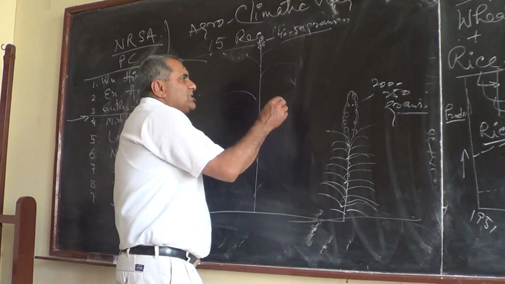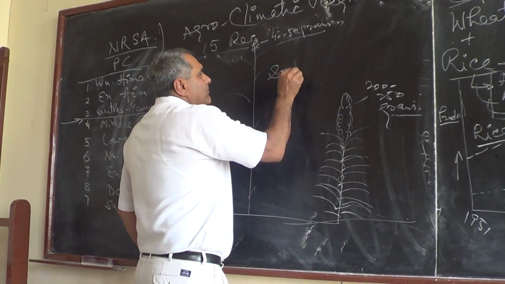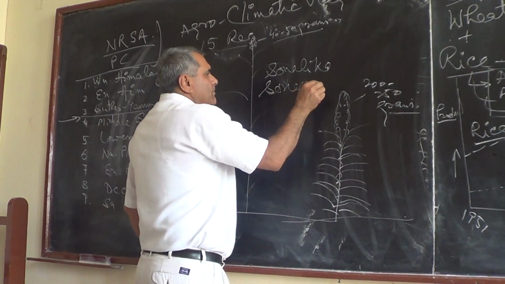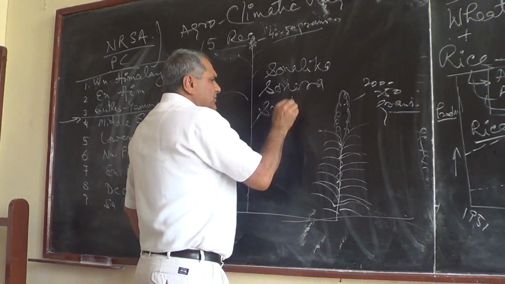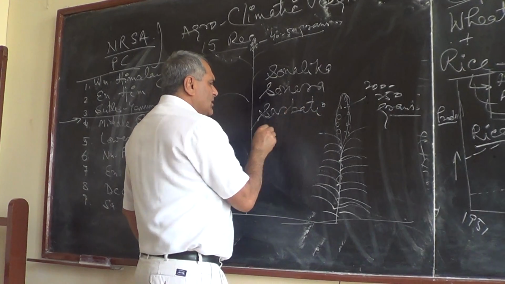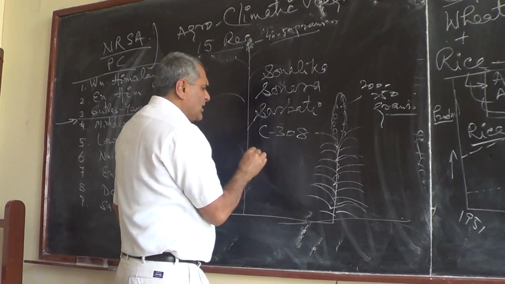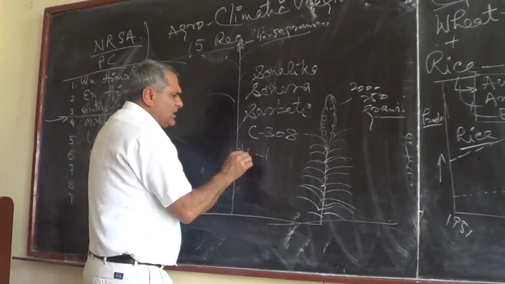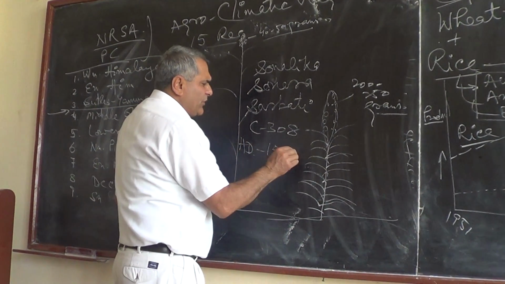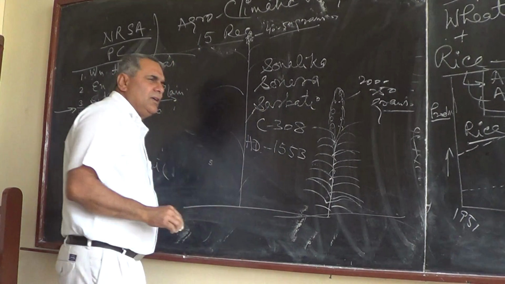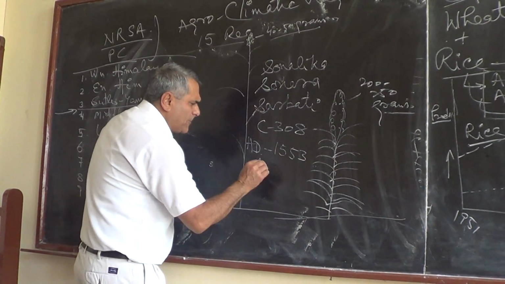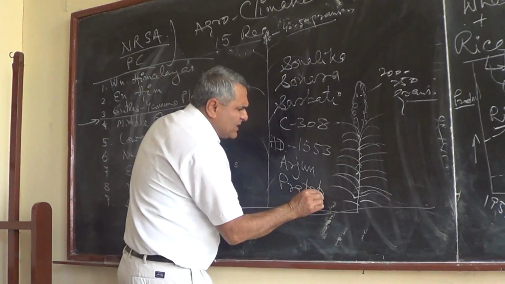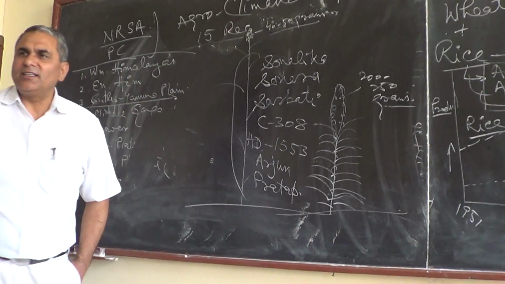So in wheat basically Sonalika, Sonera, Sarbati, C308, HD 1553, Arjun, Pratap. These are the high yield variety seeds.